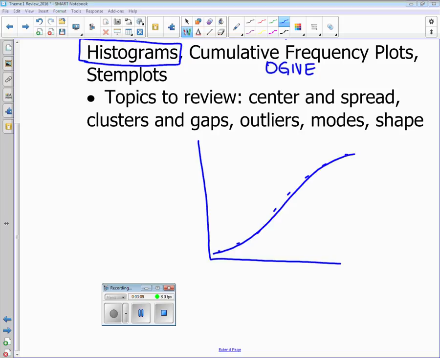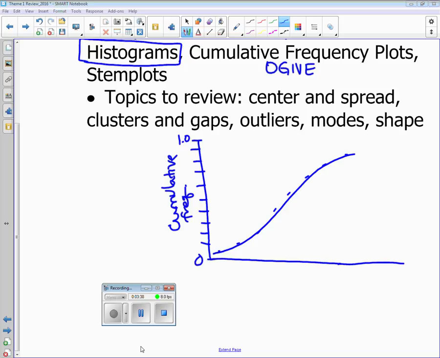When we talk about ogives, along the vertical axis we have our cumulative frequencies. I'm going to make it go from 0 to 1. And then whatever we want to measure, we can measure along this axis. We can measure anything, heights, weights, doesn't matter.